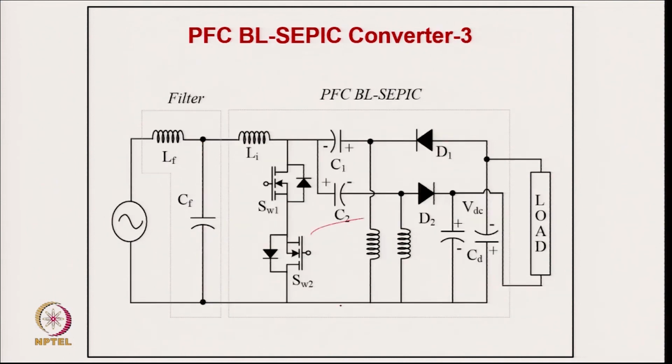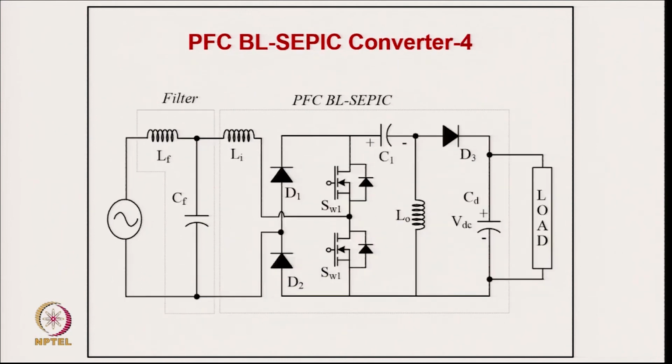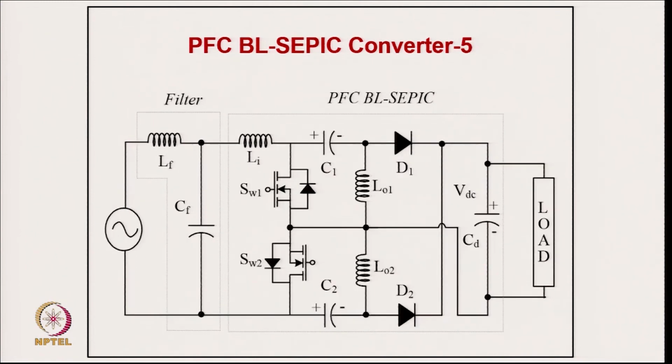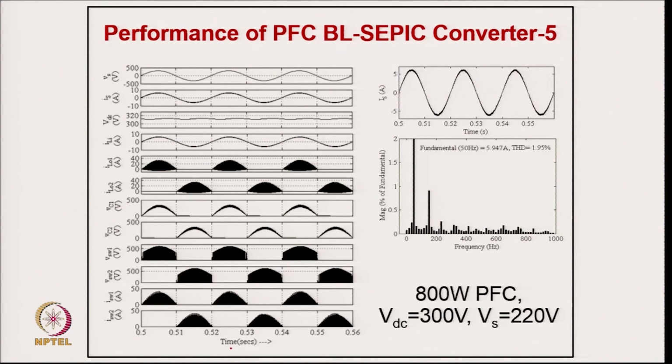This is the third topology corresponding to your bridgeless version, and this is the fourth topology of the bridgeless SEPIC converter, again with power factor correction, and this is the fifth topology. You can see the fifth topology of your bridgeless SEPIC converter, and these are the typical waveforms for the fifth topology.